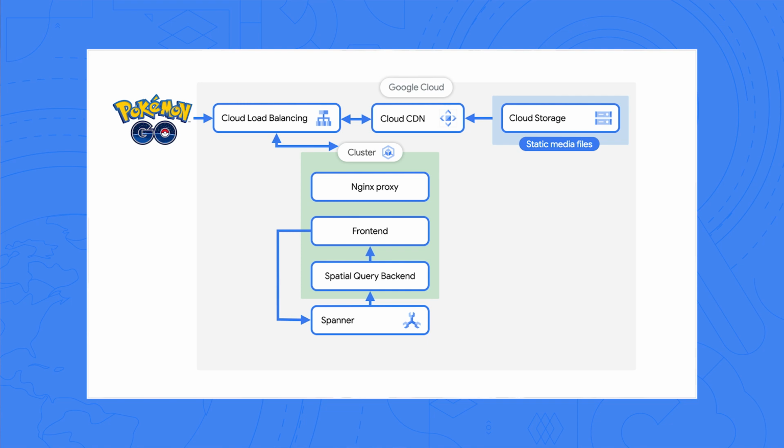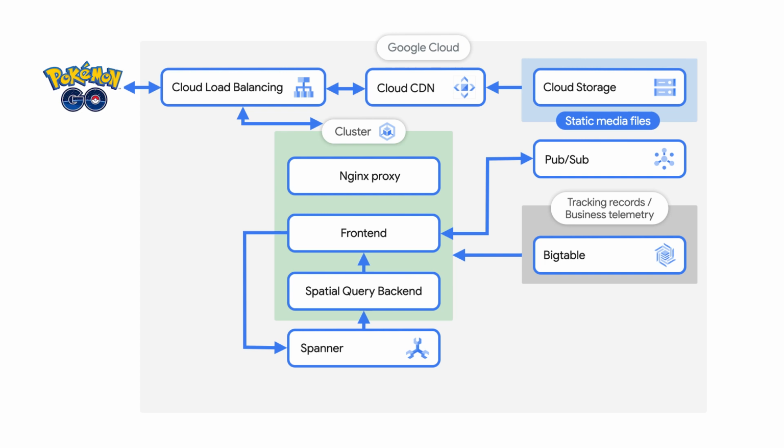The front end at that point will retrieve the information from the spatial query backend and send it back to the user. We also store this information using protobuf, and additionally we write this data into Bigtable, which we also use for logging and tracking purposes with very strict retention policies. We also use Pub/Sub to send a message to a Pub/Sub topic, which is then used for our analytics pipeline.